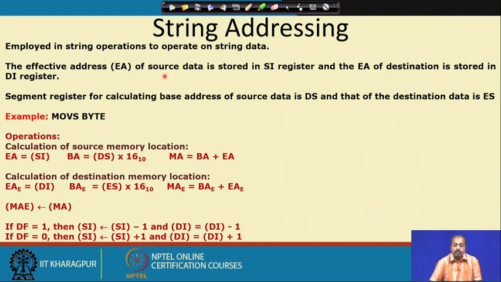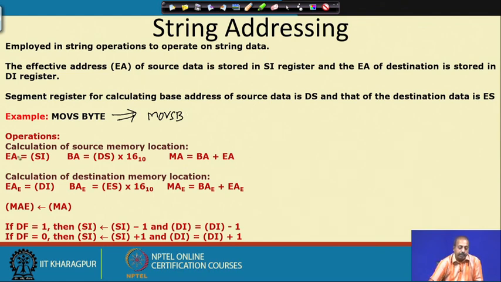The effective address for the source data is stored in the SI register, and for the destination it is stored in the DI register. The segment register for the source part is DS, and for the destination part it is ES. A typical example is the MOVS instruction, MOVSB or MOVS byte. You can write byte, or you can write word, etc. In short, you can simply write it as MOVSB, or in full form as MOVS byte.